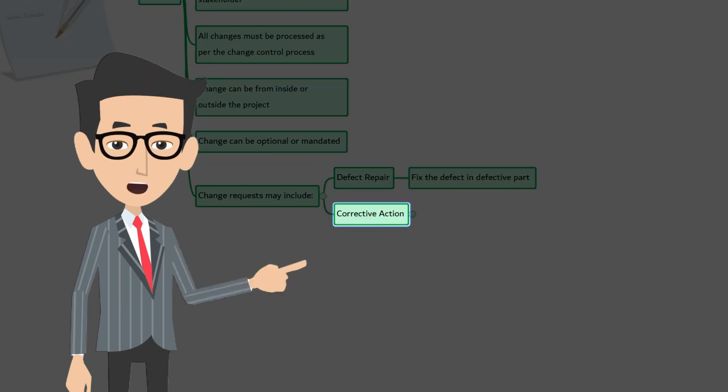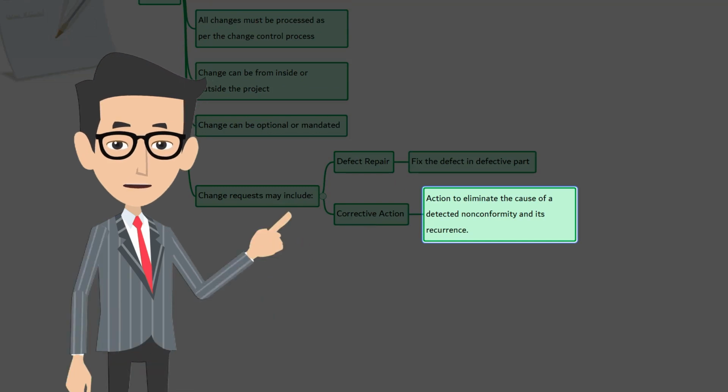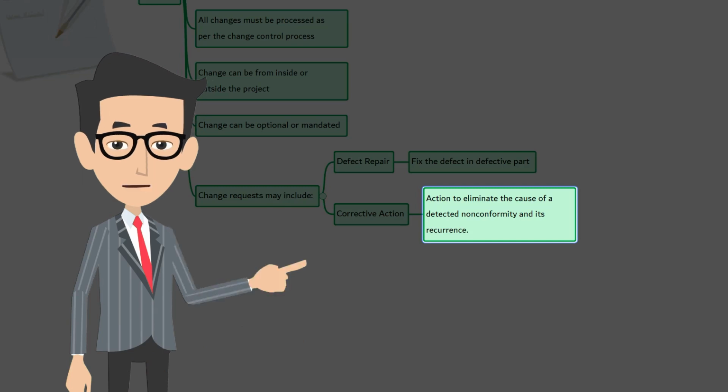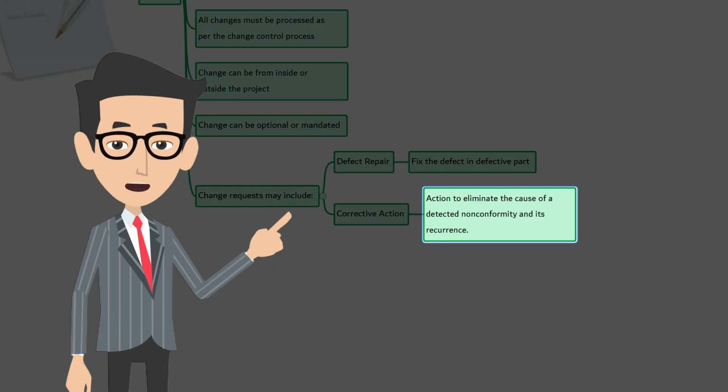Okay, then what is corrective action? Let's go back to our previous example. After doing the defect repair, that is fixing the problem, you see that this particular problem keeps occurring in other components as well. What is the best course of action now? Yes, you find the root cause and fix the problem. By doing it, you ensure that in future this problem is not going to occur, so you need not fix each and every defective component. Action to eliminate the cause of detected non-conformity and its recurrence is called corrective action.